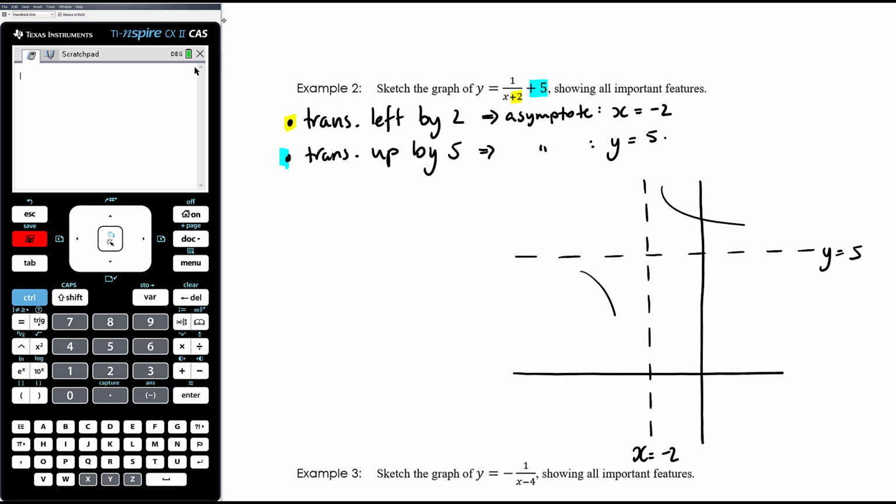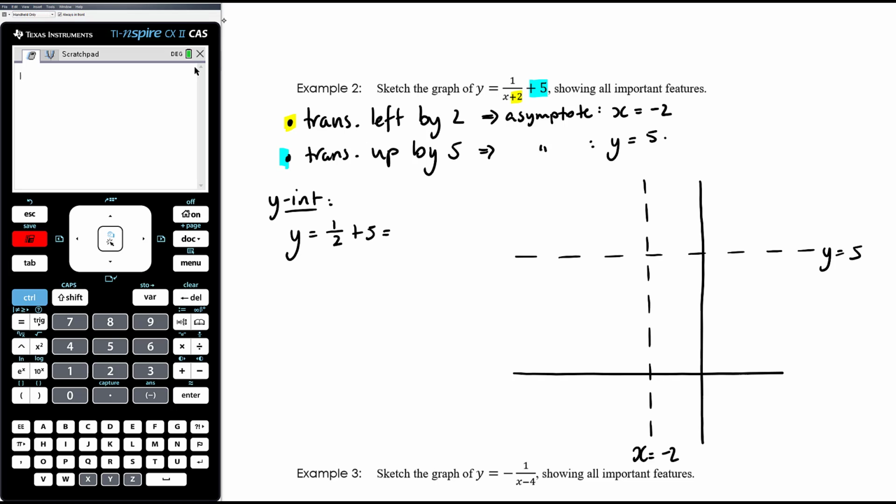Okay, so our hyperbola is going to be up here and here. So we're going to cross the y-axis somewhere here and the x-axis somewhere here. So let's calculate those points. So our y-intercept will be about letting x equal 0. So it's y equals 1 over 2 plus 5.